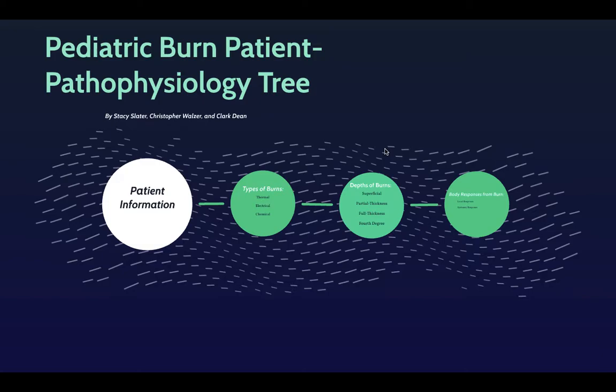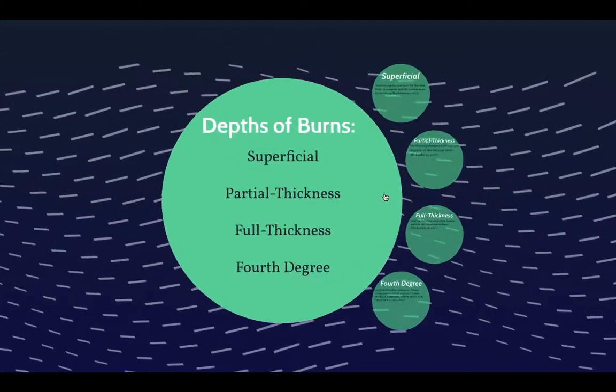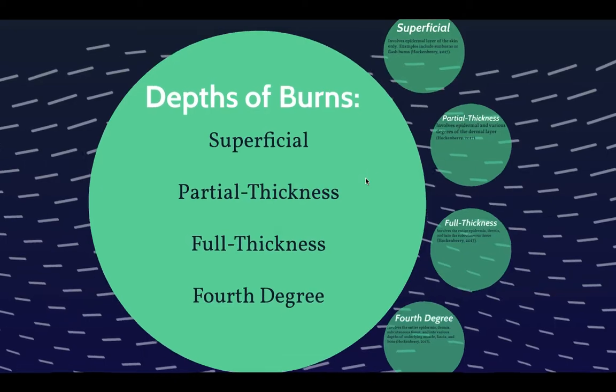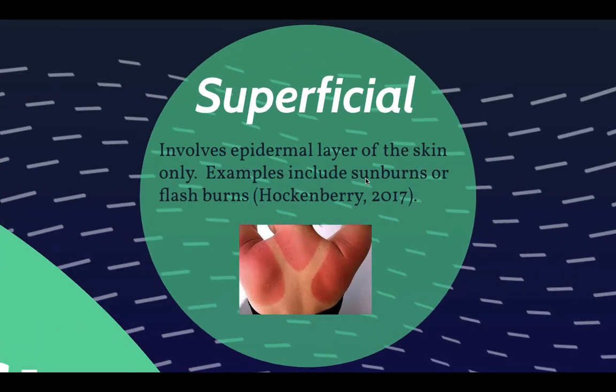Okay, next, we're going to talk about the depths of burns there are. So we have superficial, partial thickness, which is 2nd degree, full thickness, which is 3rd degree, and 4th degree. First, we're going to talk about superficial burns. This only involves the epidermal layer of the skin. Examples include sunburns or flash burns.